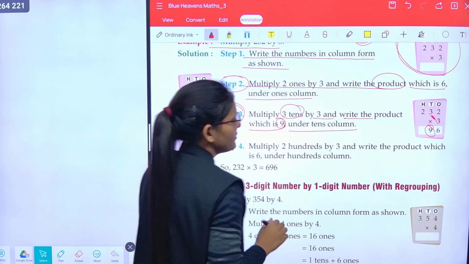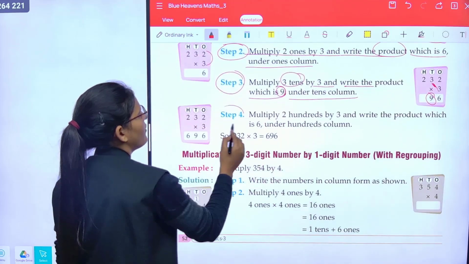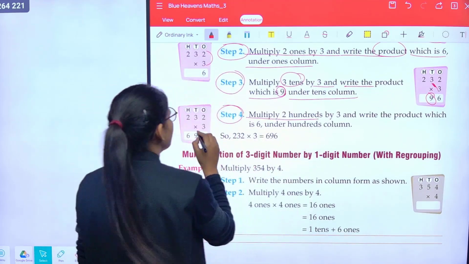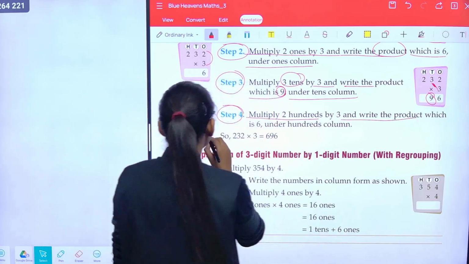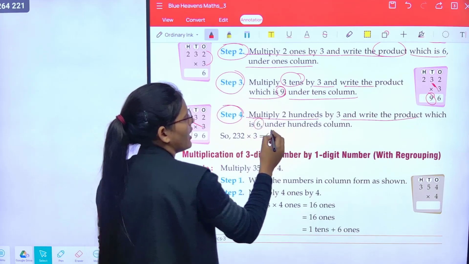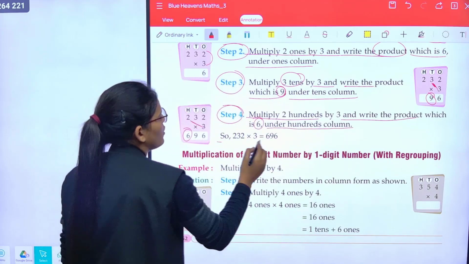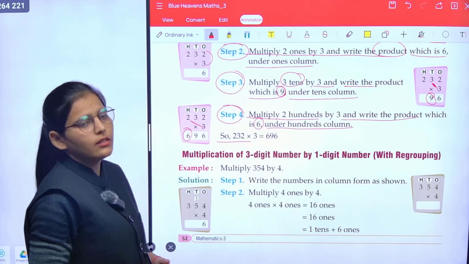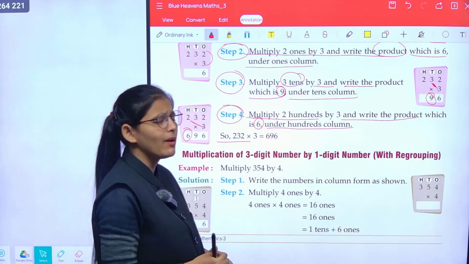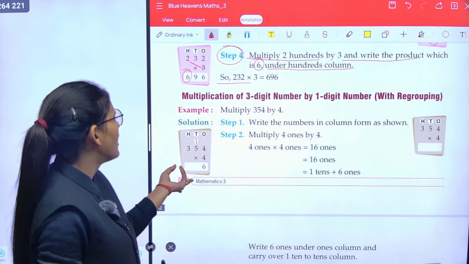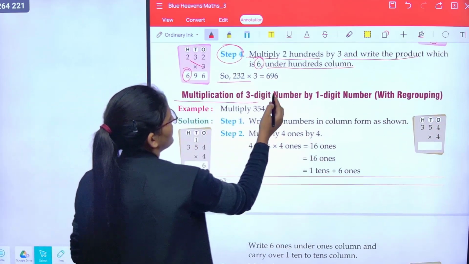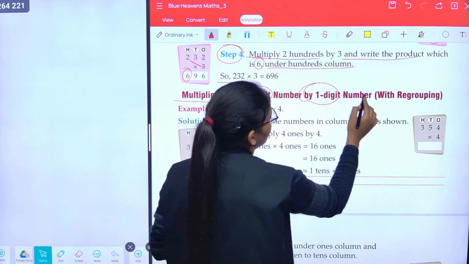under the tens column. Understood? Now step 4, multiply 2 hundreds by 3 and write the product, which is 6, 3 twos are 6, under the hundreds column. So the product is 232 multiplied by 3 is equal to 696. Now students, multiplication of a 3-digit number by a 1-digit number with regrouping.